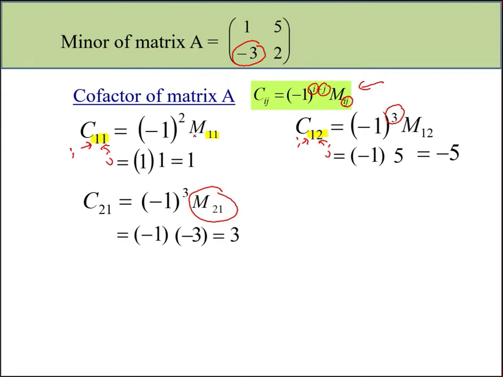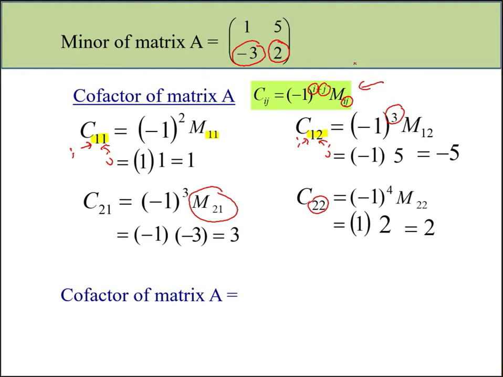Next cofactor, cofactor of element 2, 2. -1 to the power of 4, you get it from adding these two numbers, and then looking at your minor of element 2, 2. -1 to the power of an even number is just positive, and the element 2, 2 is at the second row and second column, which is 2. Your answer is 2. Your final answer must be written in a matrix. So write everything in a matrix.